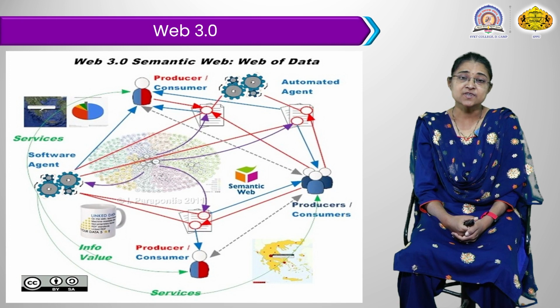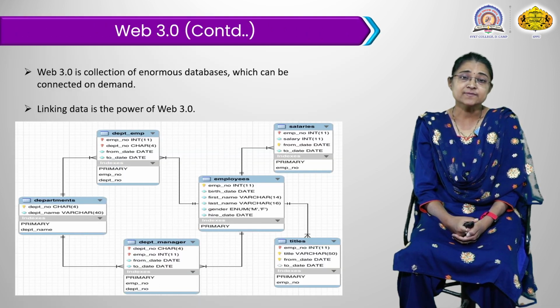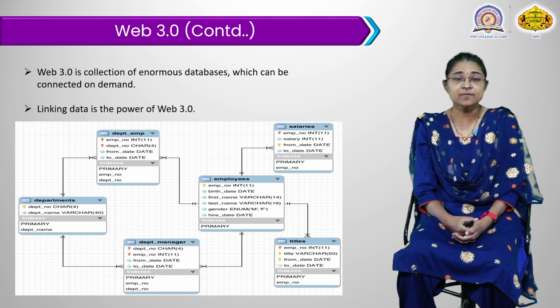This diagram shows how the Web 3.0 semantic web works. The producers and consumers increase with time. Next comes the database. Web 3.0 is a collection of enormous databases which can be connected on demand. Linking data is the power of Web 3.0.